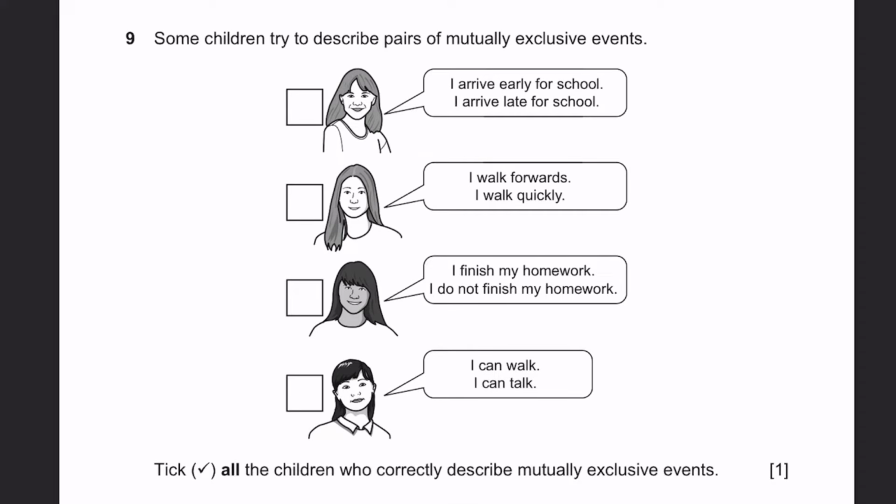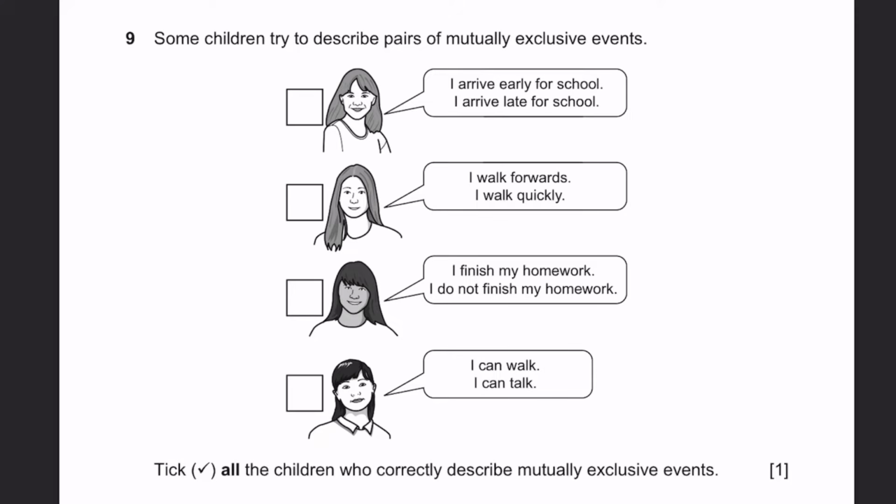Some children try to describe pairs of mutually exclusive events. I arrive early for school, I arrive late for school. I walk forwards, I walk quickly. I finish my homework, I don't finish my homework. I can walk, I can talk. Tick all the children who correctly describe mutually exclusive events.